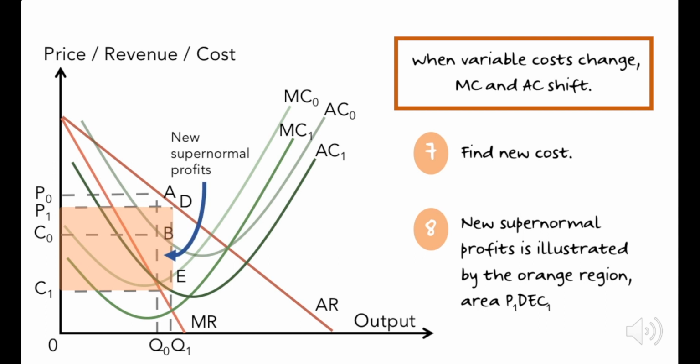Just remember, when the scenario mentions that only fixed costs have changed, then you only shift the AC while keeping the MC constant. However, if in the scenario there's some indication that variable costs have changed, you need to shift both the MC and AC. It's a lot more complicated, but maybe watch this video a few more times and you should be able to get it.